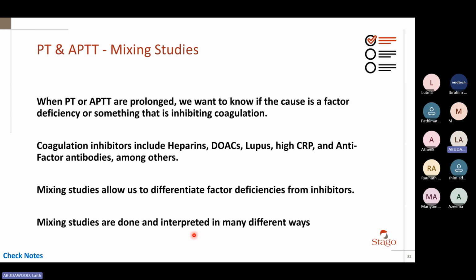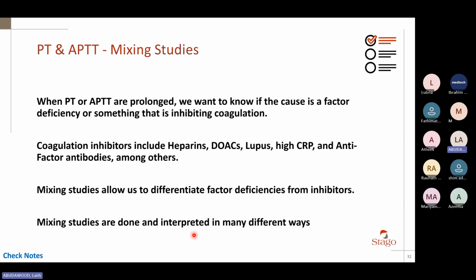It's an inhibitor. You may ask, what is this inhibitor? A million things. It can be lupus. It can be heparin. In some cases it might be direct oral anticoagulants. It can be anti-factor antibodies. That's a completely different story. We will talk about it in the next session.